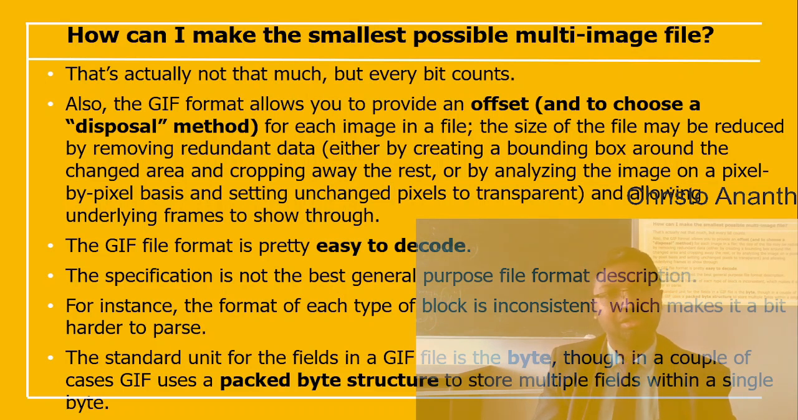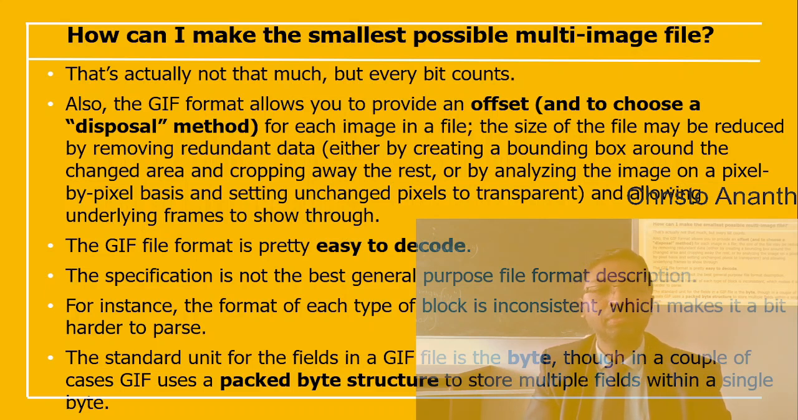So the GIF format provides an offset, which enables you to choose a disposal method for each image in the file. Here the size of the file can be reduced by removing the redundant data. Either you can create a bounding box around the changed area and crop the rest, or you can analyze the image on a pixel by pixel basis and set the unchanged pixels to transparent, and allow the underlying frames to show through.